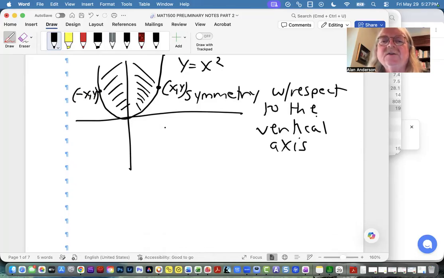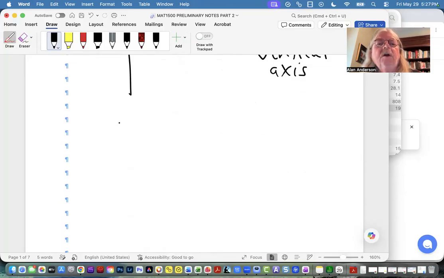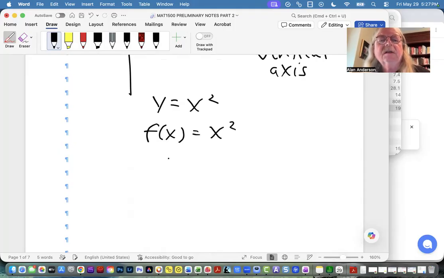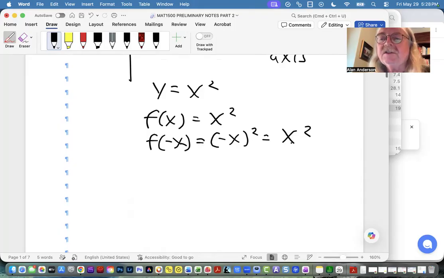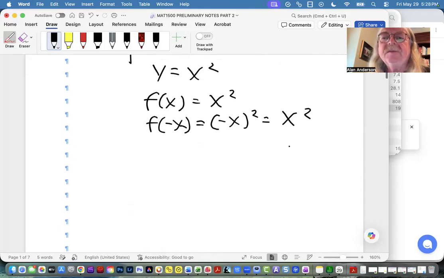So how could you show that algebraically? Well, if you write this instead of y equals x squared, if you write it instead as f of x is x squared, we can show that f of negative x, which simply means that all x's are replaced with negative x, is the same thing. Okay, so it literally doesn't matter which x we choose. This could be any x in the domain of this function, and the same thing will be true.